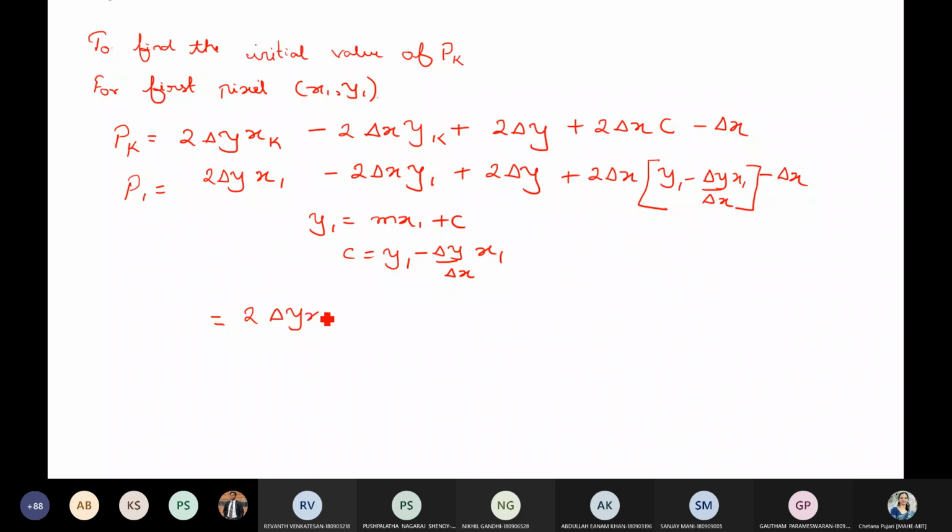So equation will be 2 delta y x1 minus 2 delta x y1 plus 2 delta y delta x y1. Delta x and delta x will get cancelled. So that will become 2 delta y x1 minus delta x.